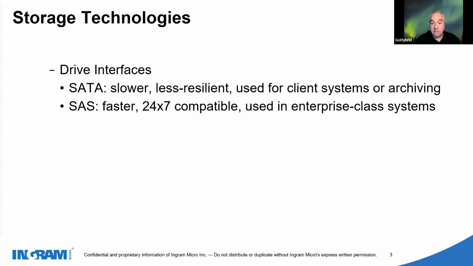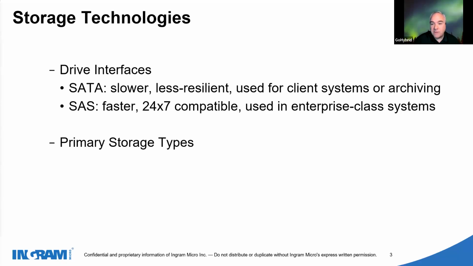SAS is a faster interface. It is 24/7 compatible, and it's used in most enterprise class systems, where SATA typically has a use cycle of 8 hours with periods of being on and off, used for a max of 8 hours before given a downtime period. SAS is meant to run 24/7. That's why you see it more in the data center world, where servers are going to be running pretty much nonstop around the clock.